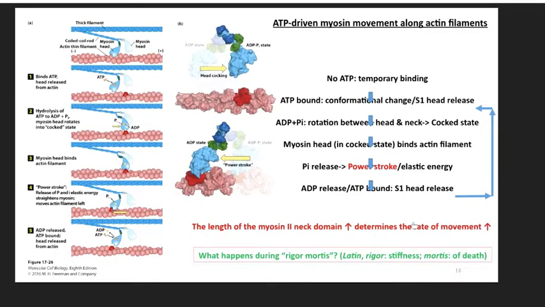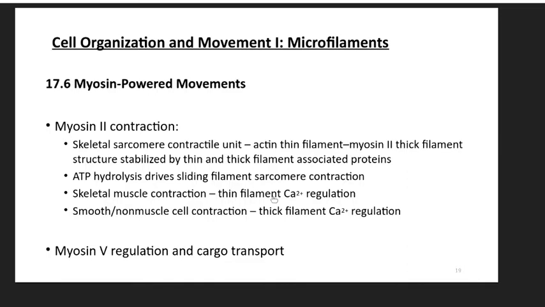In case of rigor mortis, what happens? For a long duration, there is no ATP. In this situation, no ATP means temporary binding. But in case of a long duration of no ATP, it is permanent binding. So muscles get stuck, so they become hard. They do not move at all. Okay.